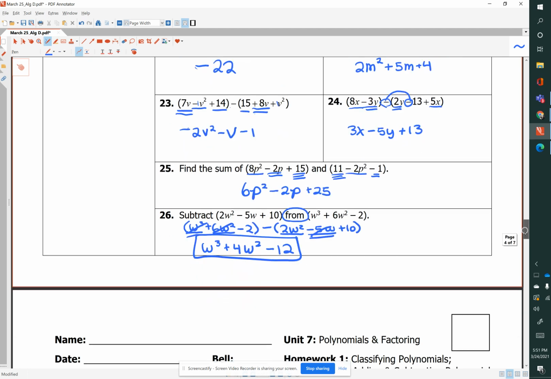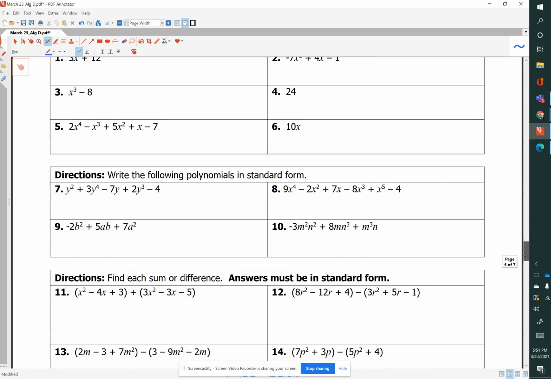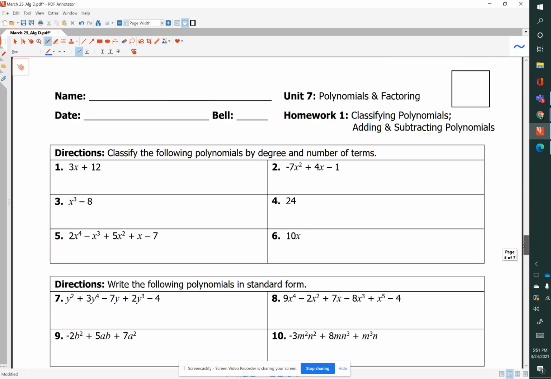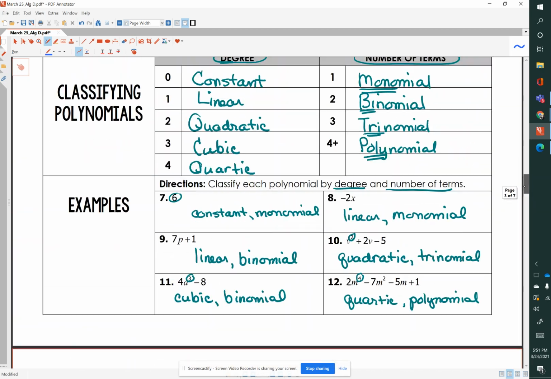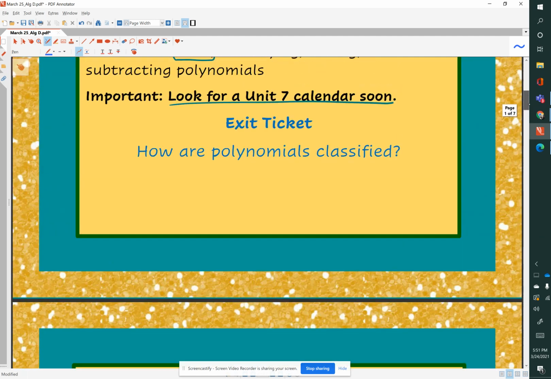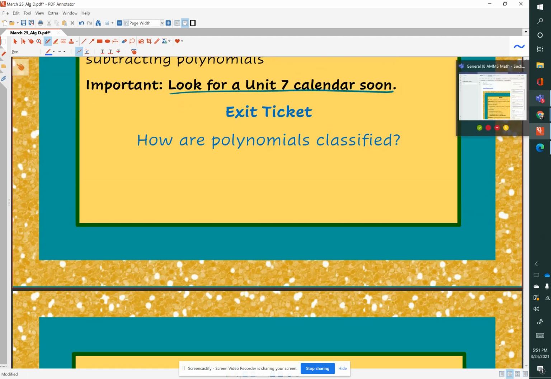So for homework, we just have one page of them, and I think you'll do pretty well with them. Go slow with the long ones. And let's go back to our exit ticket. So polynomials, how are they classified? Polynomials are classified by degree and terms, the number of terms.